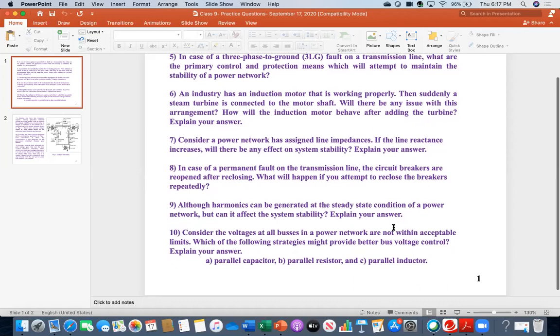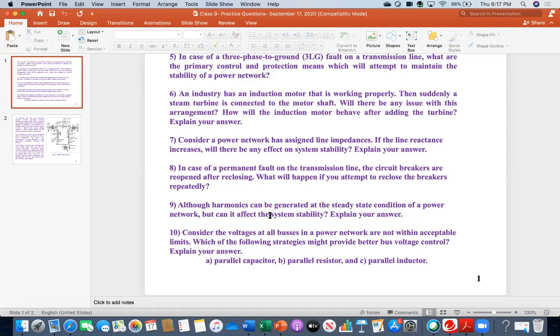Okay, so question number 9 is, although harmonics can be generated at the steady state condition of a power network, can it affect the system stability? You see, we're talking about the harmonics, and I said the harmonics can be generated at the steady state. Steady state means there is no fault, no storm, no thundering, no lightning issue, nothing happened. Your system is running well, it looks like.